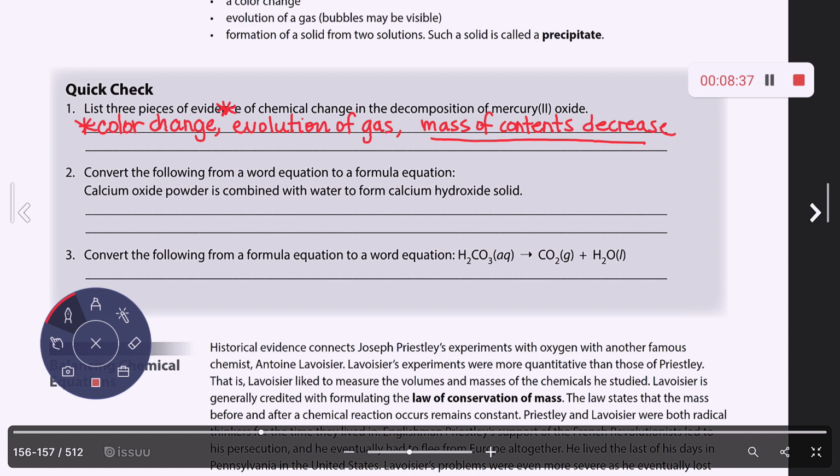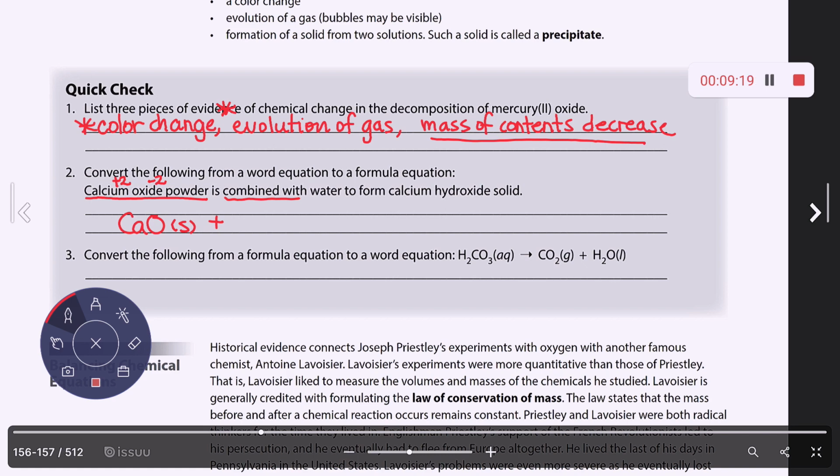For number two, I kind of want to do this with you. Here they want you to convert this into chemical formulas. It's been a while since we've done nomenclature, so let's review this. Calcium oxide powder. What is the charge on calcium? +2. What's the charge on oxygen? -2. So if I'm writing the chemical formula for calcium oxide, what would it be? CaO, because you would need one of each so that those charges add up to 0. If it's a powder, what's the state of matter? Solid. It's combined with, so you're going to put a plus after that.